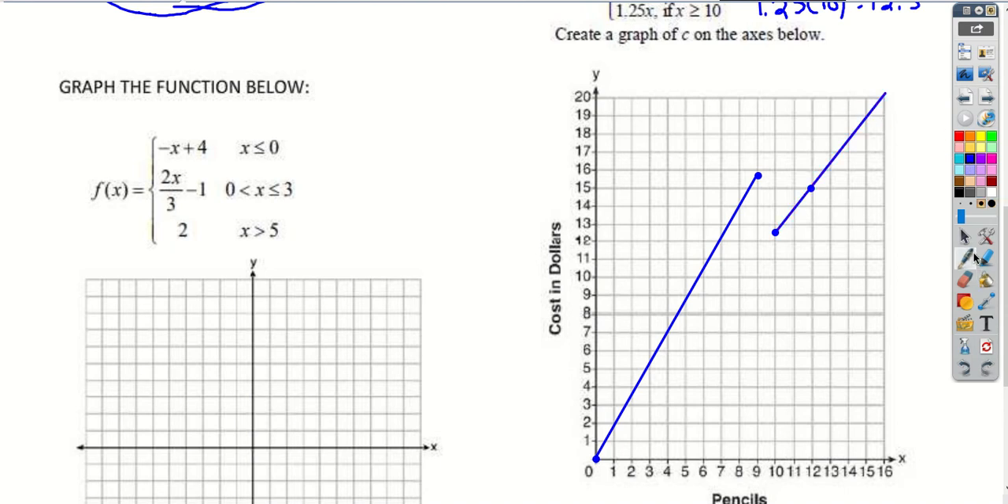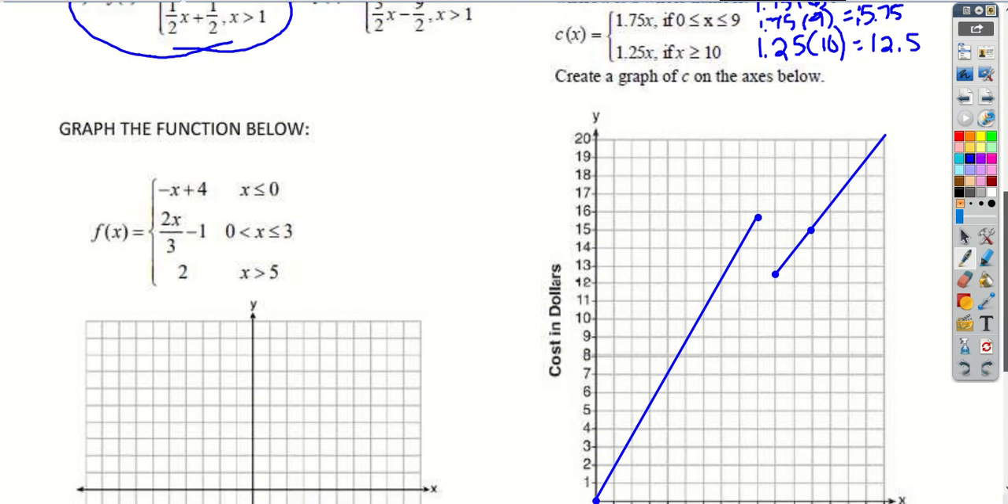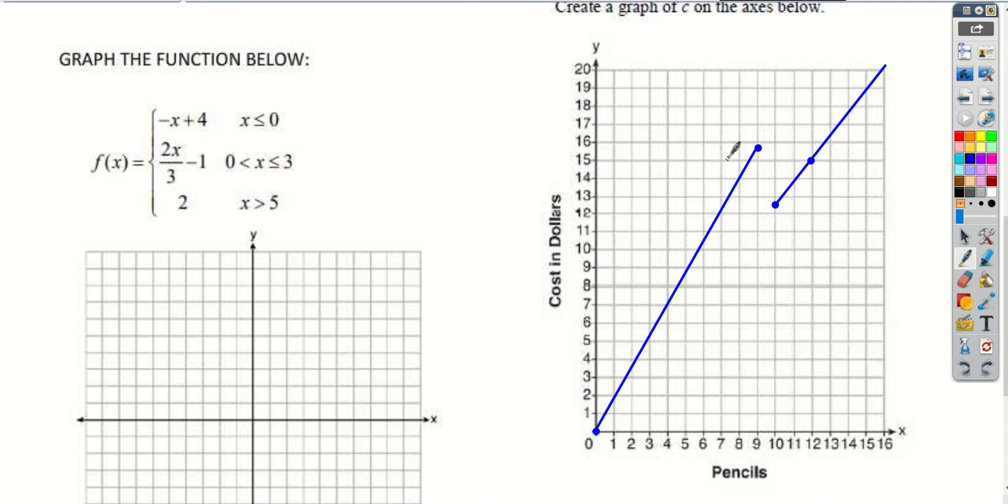Now, I want to remember that this is an inequality. So it does say, notice the first one goes from 0 to 9, so these should have endpoints. The second one is a greater than or equal to, so that should have an arrowhead. All right, and that should be my equation, guys.